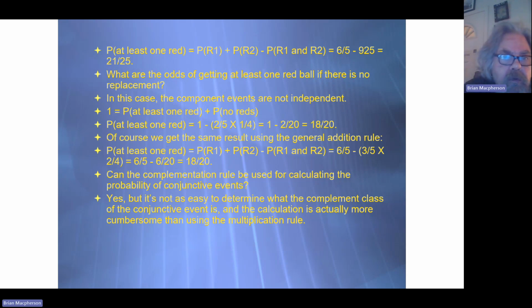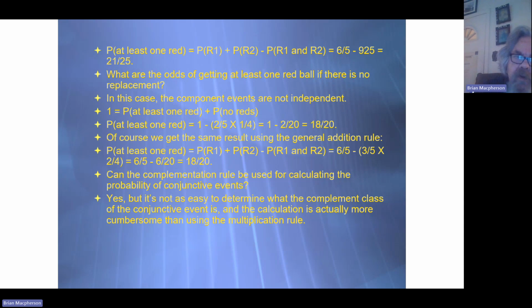So now let's look at another one. What are the odds of getting at least 1 red ball if there's no replacement? Well, you know that's going to change things a little bit because the second time I draw, there's going to be one less red ball and one less ball in the urn. So then using the complementation rule, the probability of getting at least 1 red will be 1 minus.